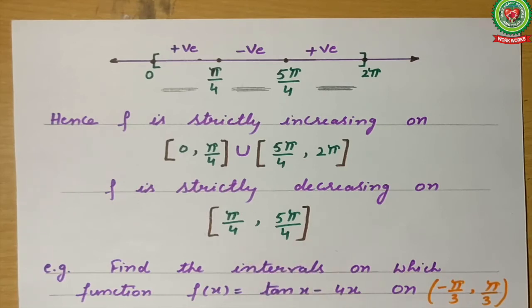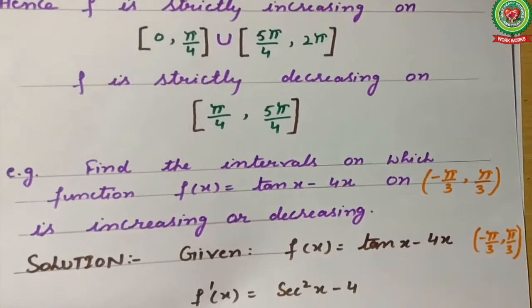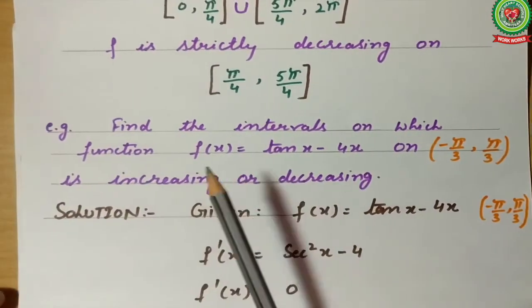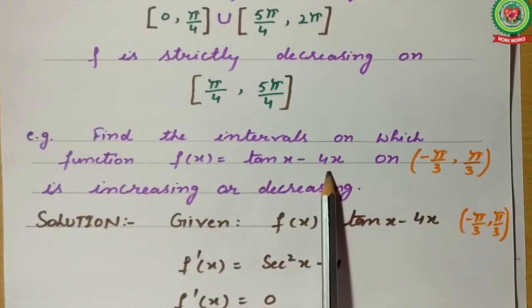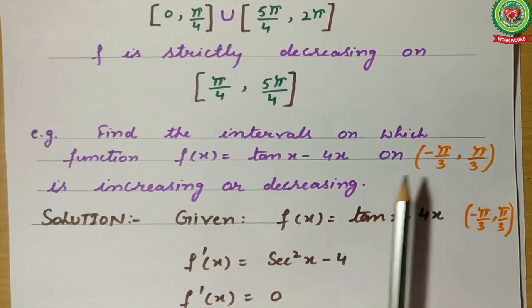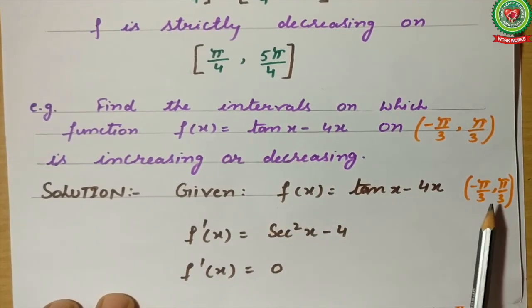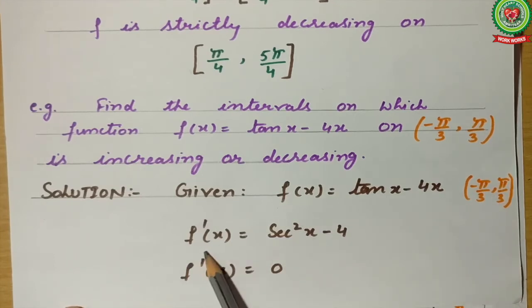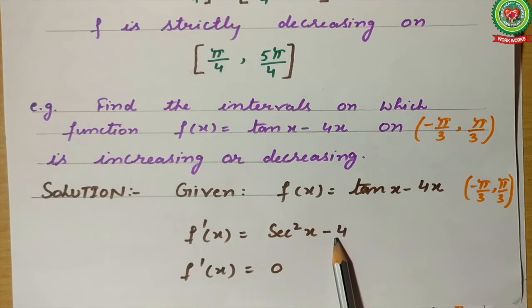Clear? Now I am taking one more example in which open intervals are there. We have not discussed open intervals. Find the interval on which the function f(x) is equal to tan x minus 4x on the open interval (−π/3, π/3). Now f(x) is given to you, tan x minus 4x, and the interval is given there. You will find the differentiation of this function. f'(x) is equal to secant square x, since tan x differentiation is secant square x, and minus 4x differentiation is minus 4.